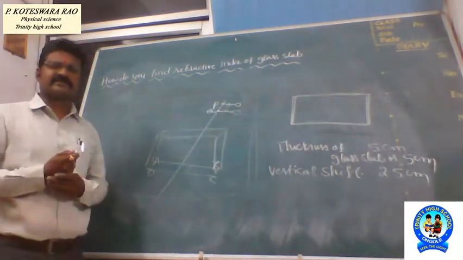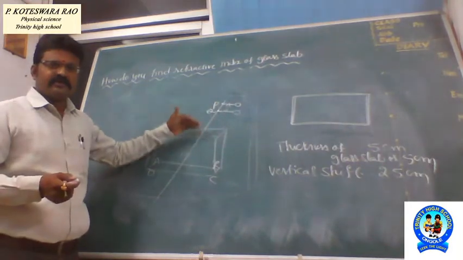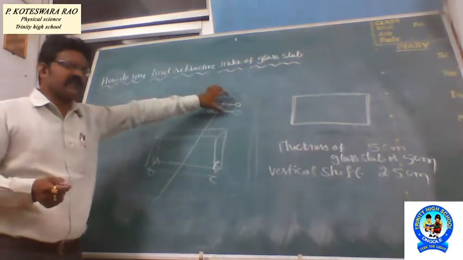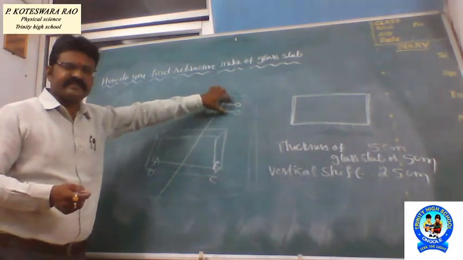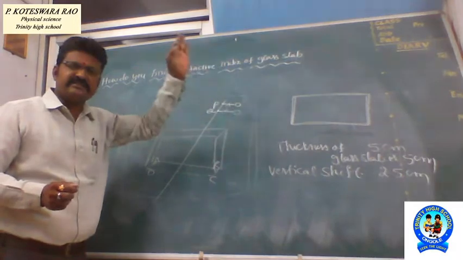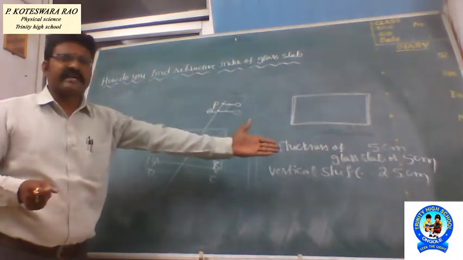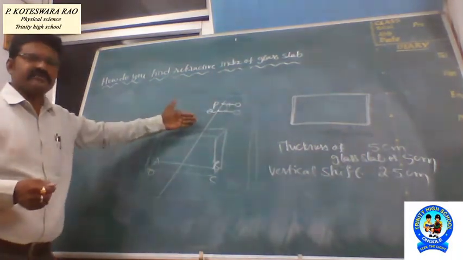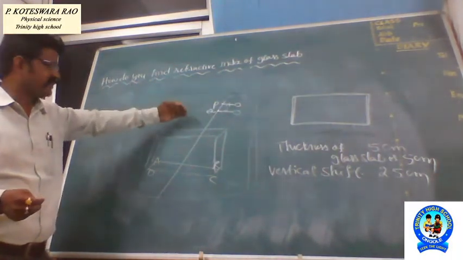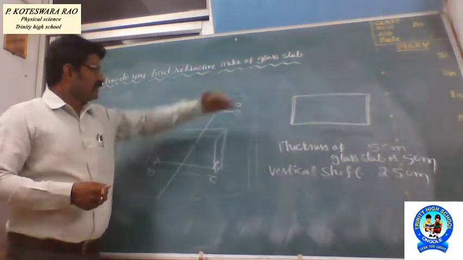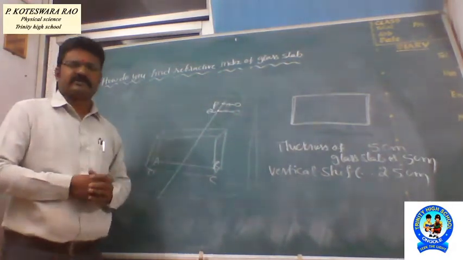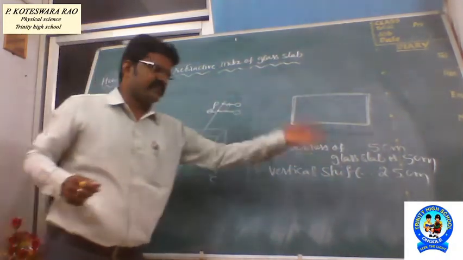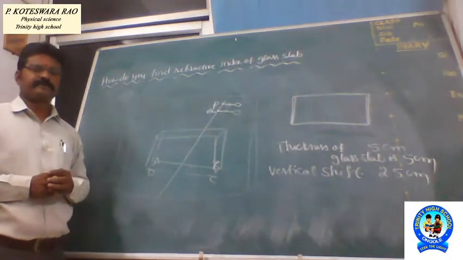Then we already discussed, if you change to 20 centimeter, 30 centimeter, etc., then what about this vertical shift? This vertical shift is the same. So how much value do you get here? Consider 2.5 centimeter. If you increase to 20 centimeter, 30 centimeter, 40 centimeter from the glass slab and conduct the same experiment, what about that vertical shift? That vertical shift is 2.5 centimeter.